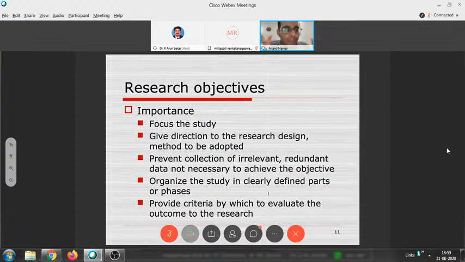After that, give the importance of the study. What is the focus? Organize your study, collect your material, provide the criteria, and state the outcomes. Most important. That's the reason, everybody, that many people fail to get a good guide and even project grants fail.